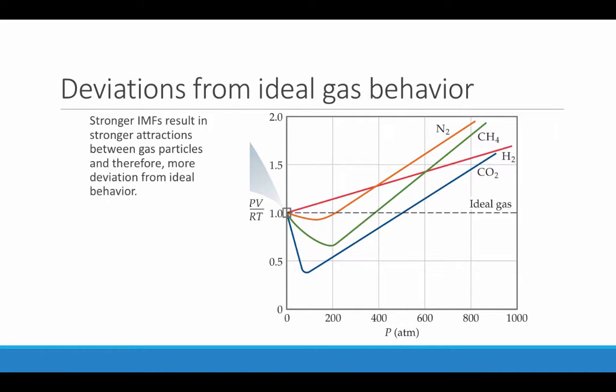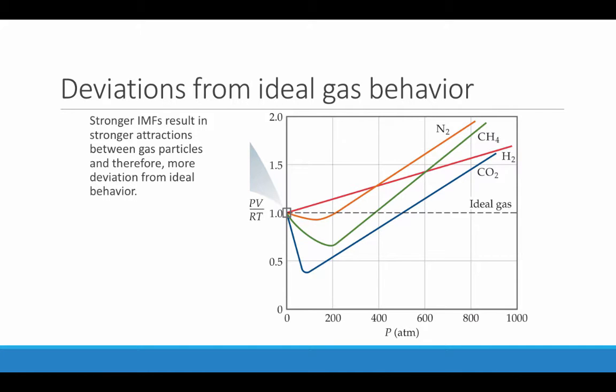Another property affected by IMFs is deviation from ideal gas behavior. As we saw before, particles will deviate from ideal gas behavior at high pressures and low temperatures. Notice here that carbon dioxide exhibits the greatest deviation from ideal gas behavior. This is because carbon dioxide has the strongest intermolecular forces. It's the largest molecule, and all of the molecules exhibit dispersion forces. Therefore, the largest one will have the strongest. Next in line would be CH4, since it has the next strongest intermolecular forces.